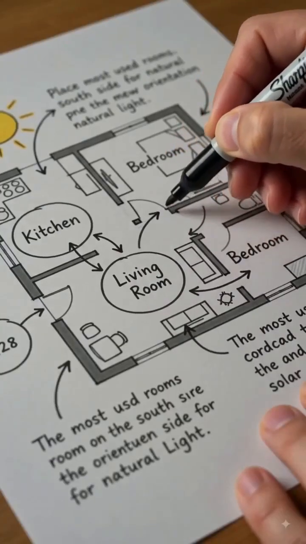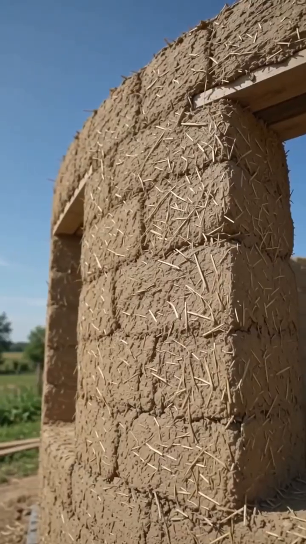Welcome to Lesson 28. Place your most used rooms on the south side. This maximizes natural light. Next, we will cover foundations.